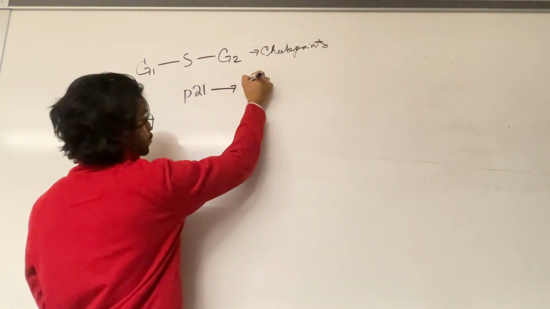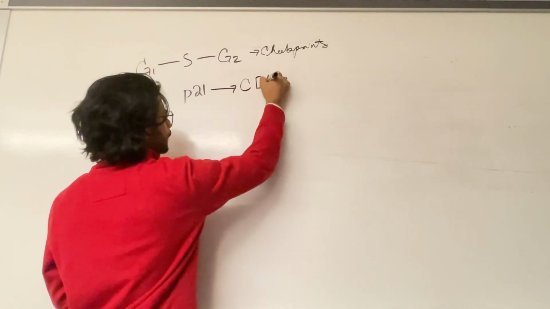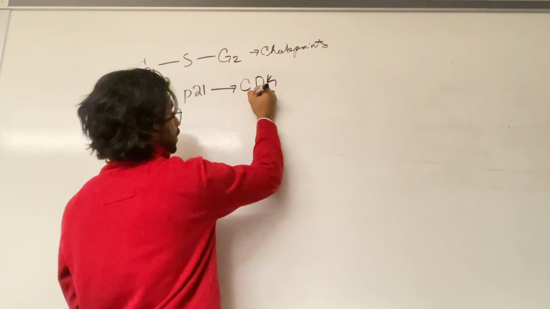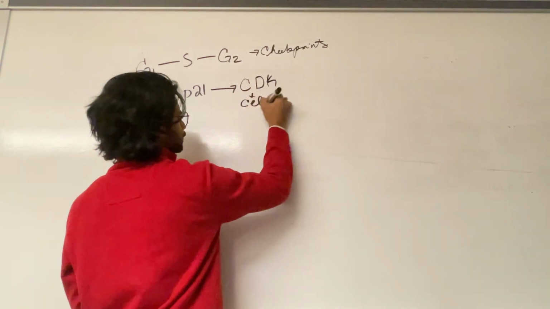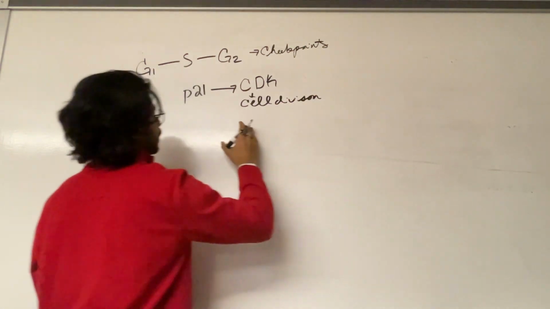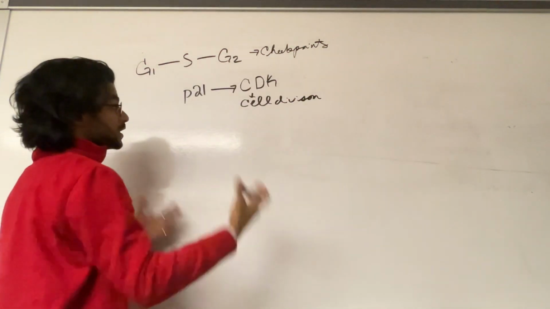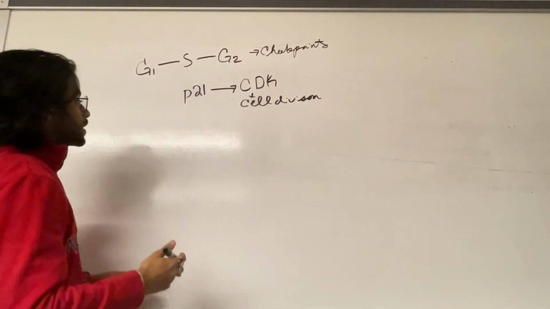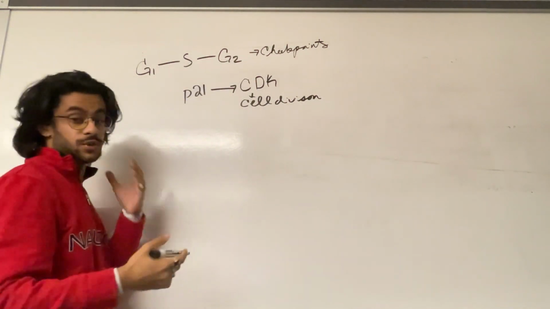p21 binds to CDK, or cyclin-dependent kinase, which is very important when it comes to cell division. And CDK is needed. The more CDK there is, the more cell division that's occurring. p21 halts this process by checking at these checkpoints for cell damage.